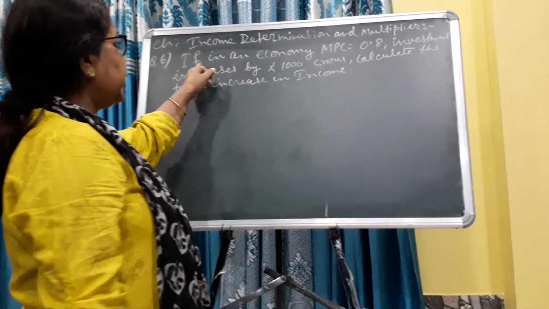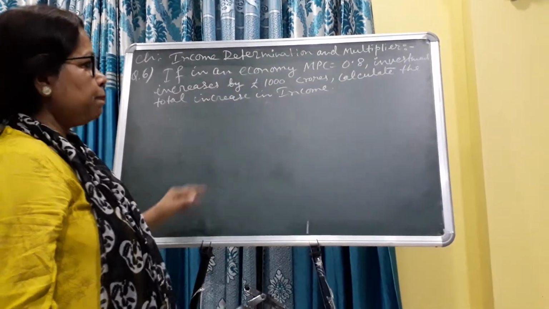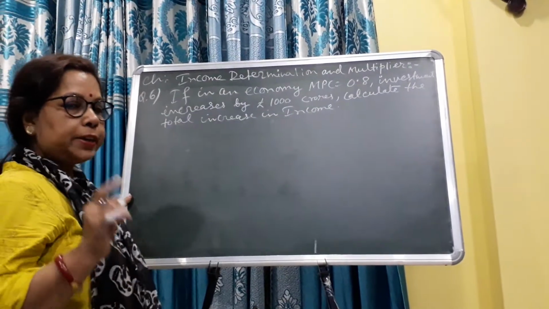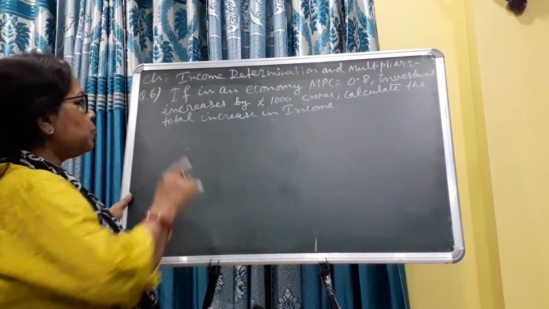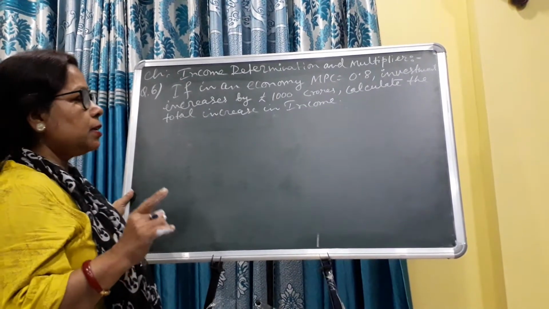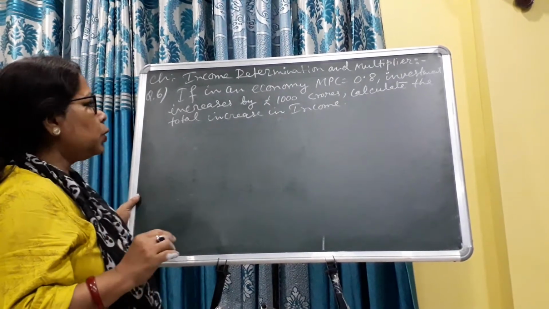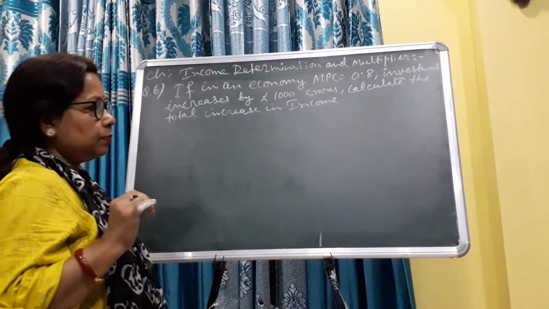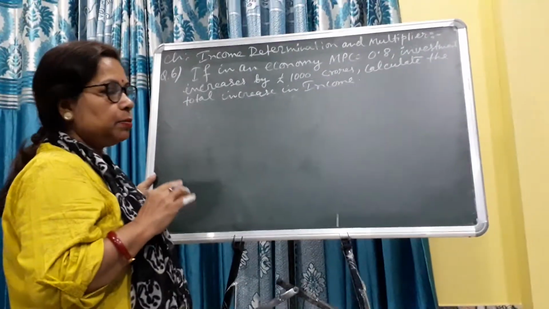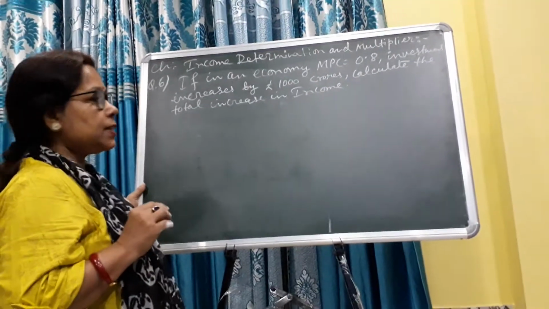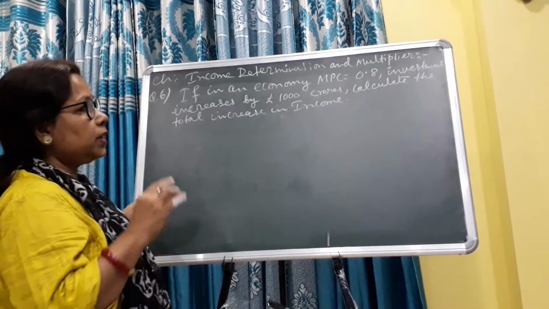Now number 6 I have written here. If in an economy MPC is 0.8 and investment increases by rupees 1000 crores, calculate the total increase in income. Another type of numerical, very important. So first here we have the information.